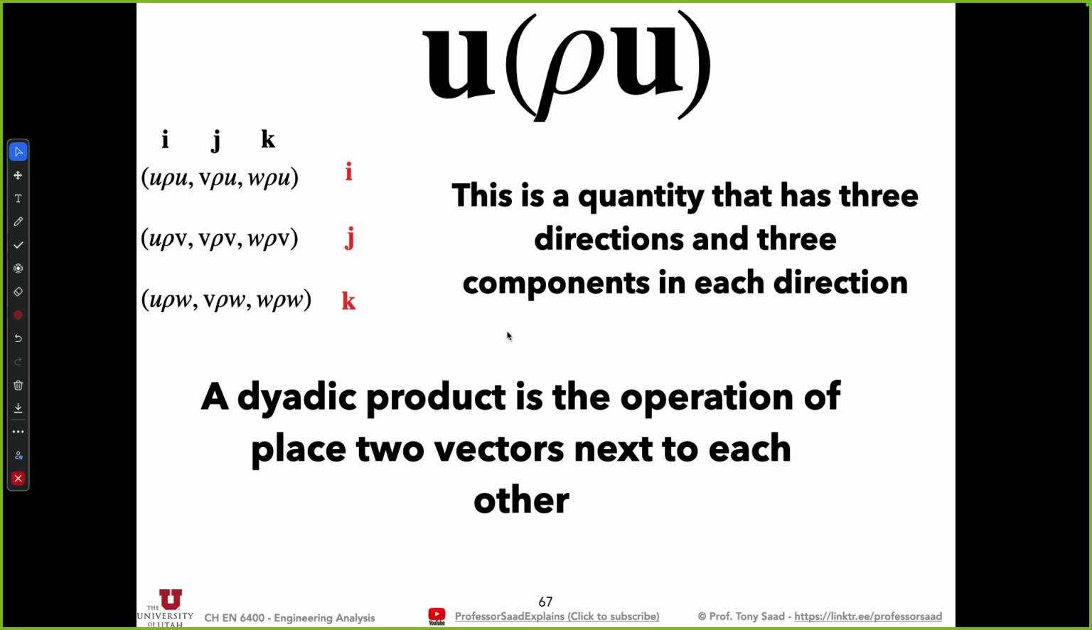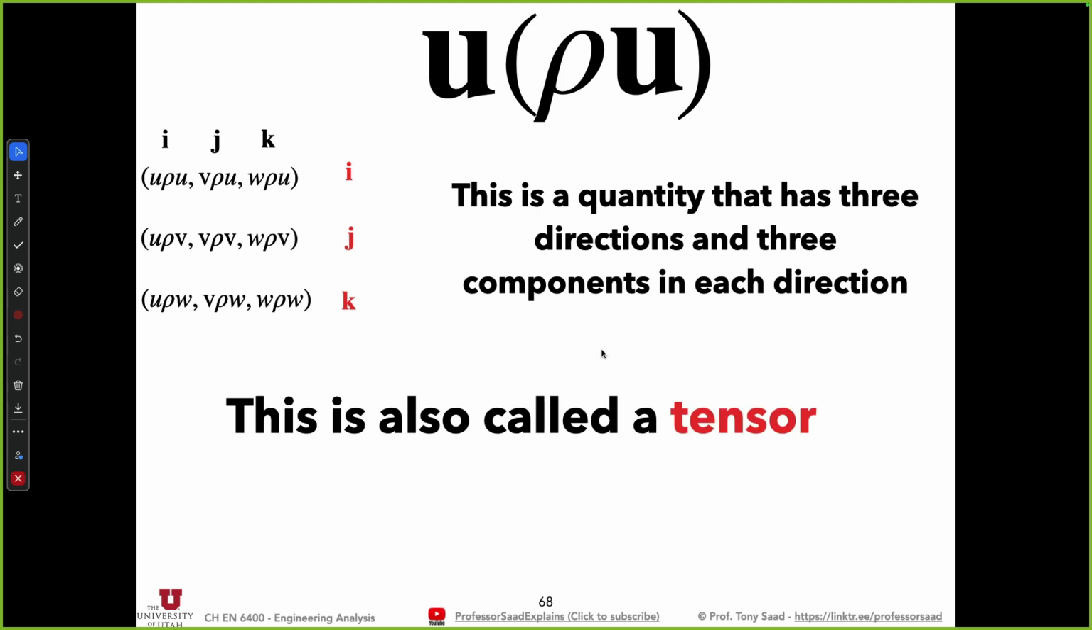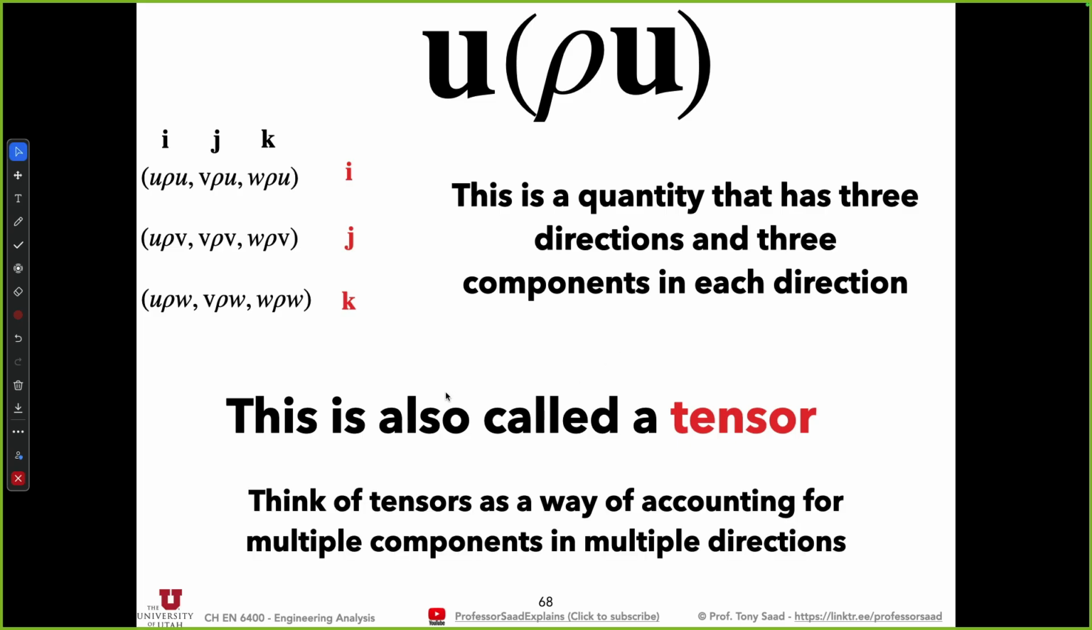If I place 2 vectors A, B, or U, U, next to each other, automatically you should deduce in 3 dimensions this results in 9 entries. There's 3 directions and 3 components per direction, okay? This is also called a tensor. Think of a tensor as a way of accounting for multiple components and multiple directions.